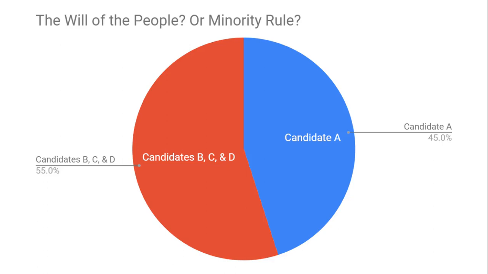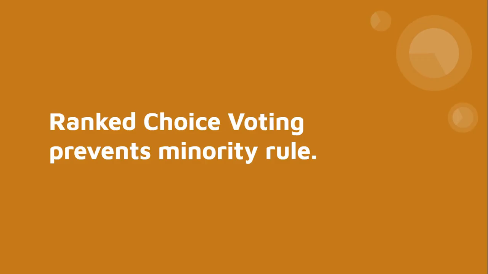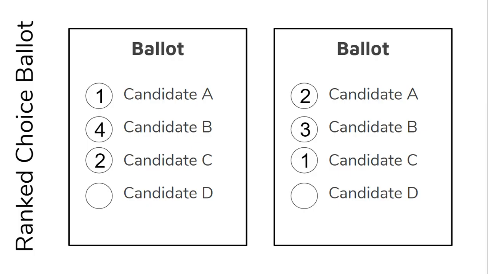That's a problem because a majority of the voters actually wanted someone else. If we were to let candidate A win the election, that wouldn't really be democracy. It would be minority rule. The solution to this problem is called ranked choice voting. The only thing you need to do differently on voting day is to rank your candidates in order of preference instead of just choosing one candidate.